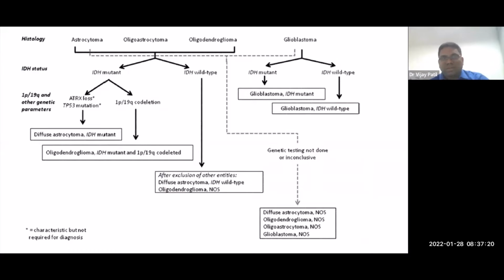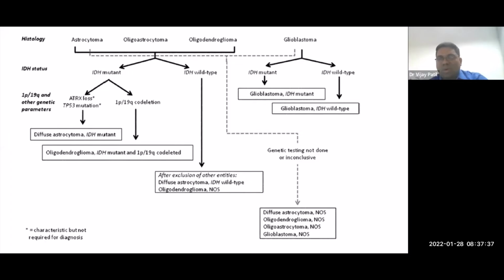So how do you apply this in clinical practice? You get a patient from a neurosurgeon who has been operated on and you have the histology with you. You do IDH. If it's IDH mutant, then it's likely that it's going to be a grade 2.